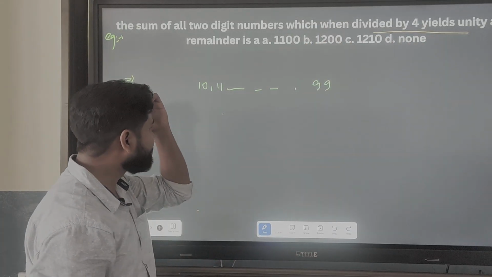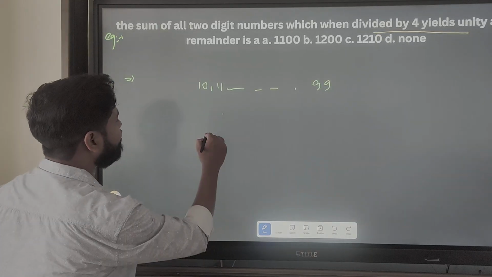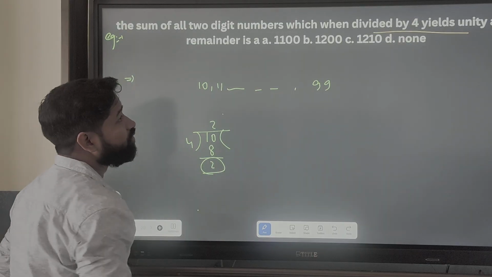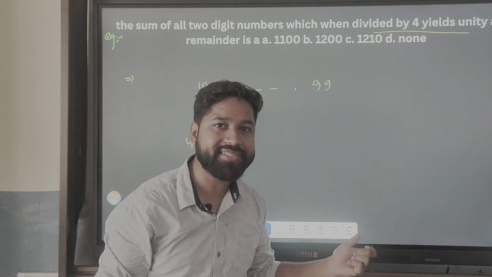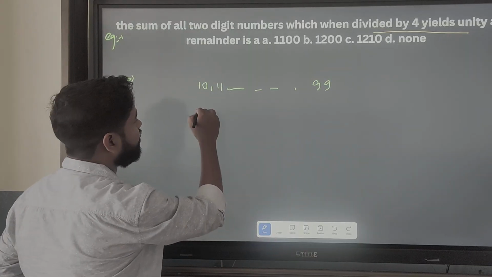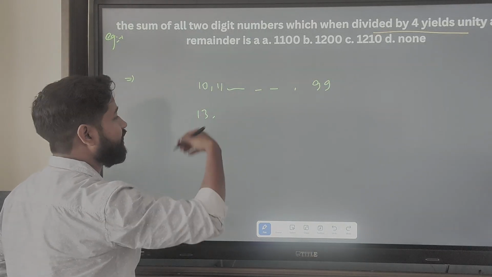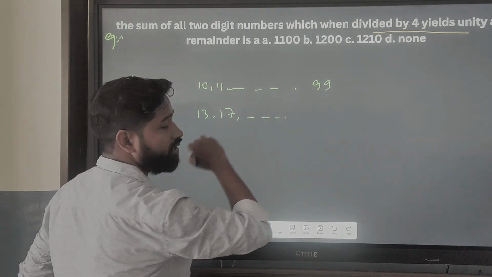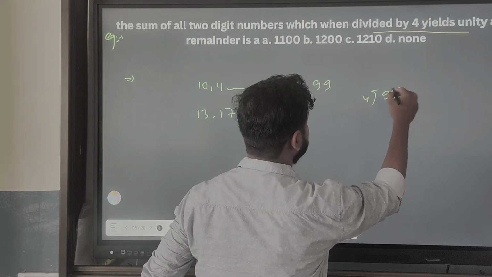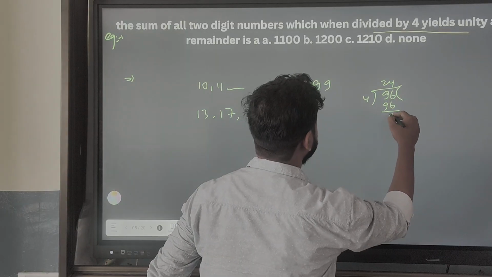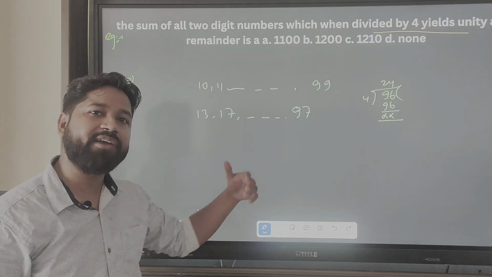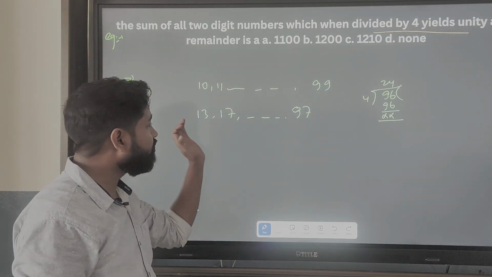So you will say, sir, if you divide 10 by 4, what will be the remainder? 2. So we don't need that, right? What do we need? A number which gives remainder 1. 12 is perfectly divisible, so it will be 13. Okay, what will be the next one? 17, dot, dot, dot. In the same manner, 96 is perfectly divisible by 4, so add one: 97. If you divide by 4, the remainder will be 1.